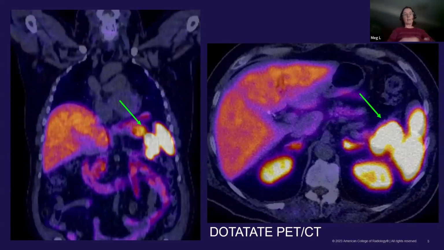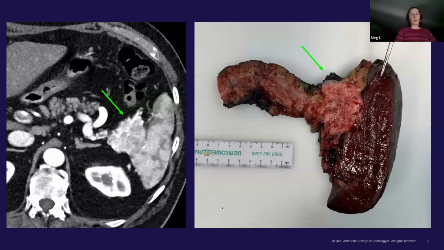And so because this is so radiotracer avid, it suggests that it has somatostatin receptors, which helps us narrow our differential diagnosis to include what this entity is, a neuroendocrine tumor. And so this patient was deemed a good surgical candidate, underwent distal pancreatectomy and splenectomy. And you can see the appearance of the tumor here with the CT next to it, nice rad path correlation.